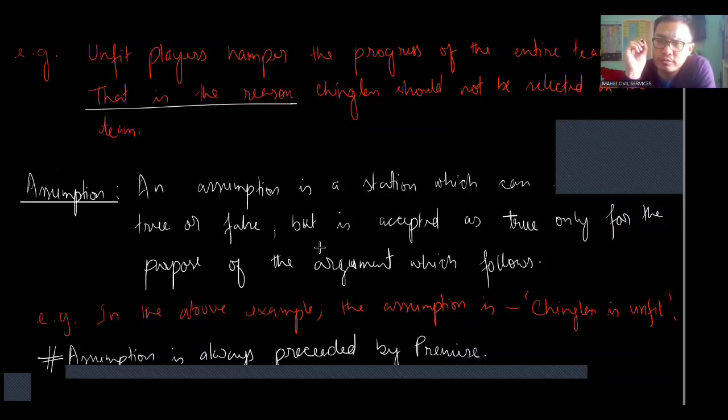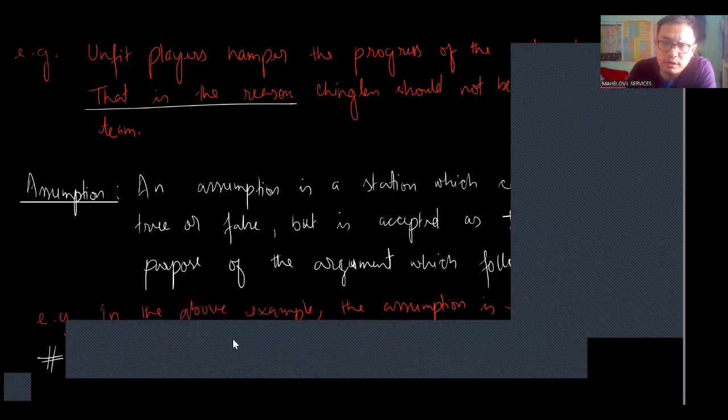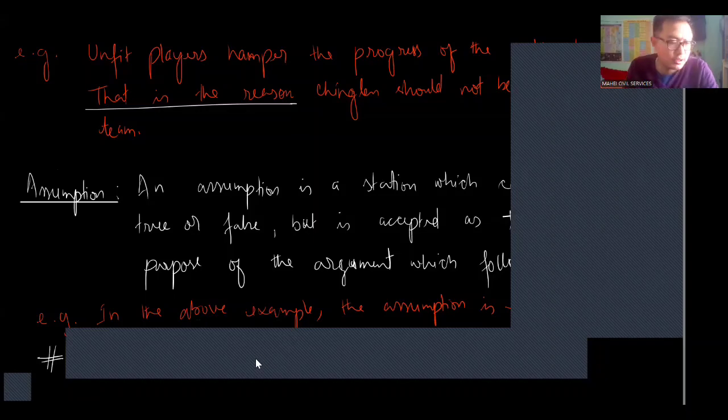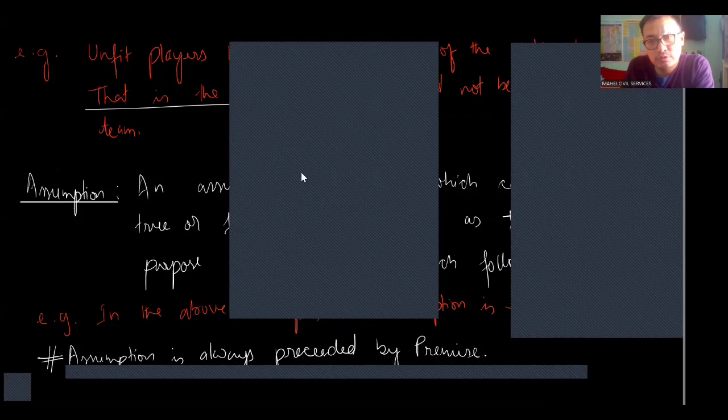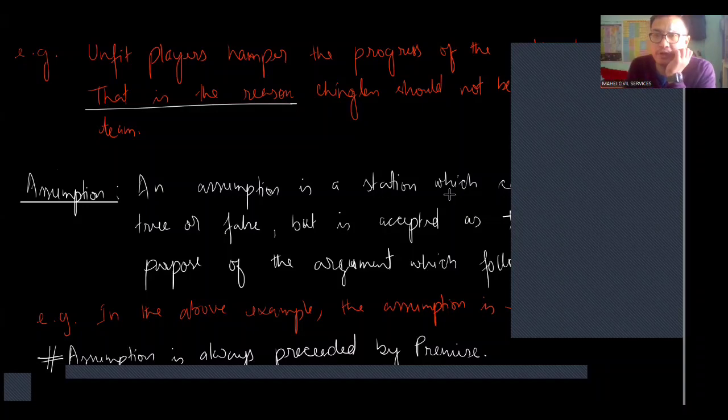What you have to bear in mind is that the premise is already given: unfit players hamper the progress of the entire team. Now your assumption is what is missing, and after that comes the inference. Check the statement: unfit players should not be selected, can that be an inference?